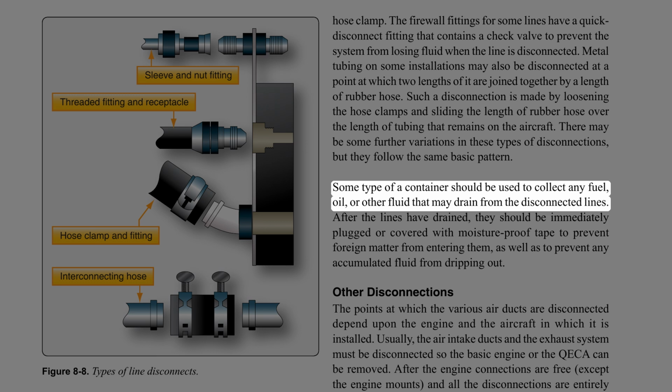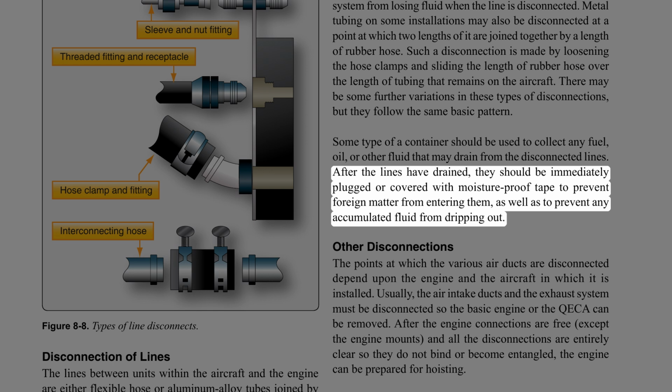Some type of container should be used to collect any fuel, oil, or other fluid that may drain from the disconnected lines. After the lines have drained, they should be immediately plugged or covered with moisture-proof tape to prevent foreign matter from entering them, as well as to prevent any accumulated fluid from dripping out.